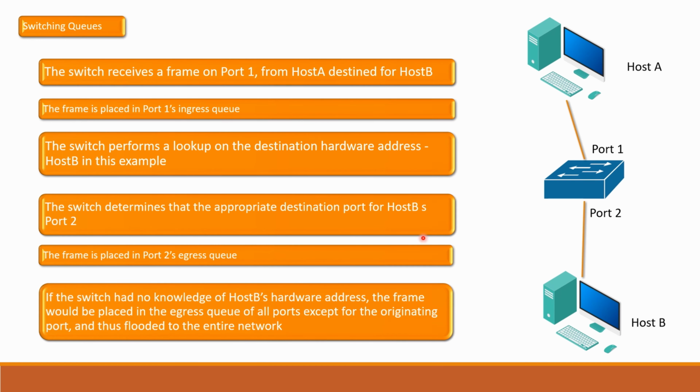If the switch had no knowledge about host B, meaning host B is not available in the MAC table, the frame would be placed in the egress queue of all ports except the originating port 1. If the switch has 48 ports, it will send the frame to all 47, not to port 1. And this is flooded to the entire network.